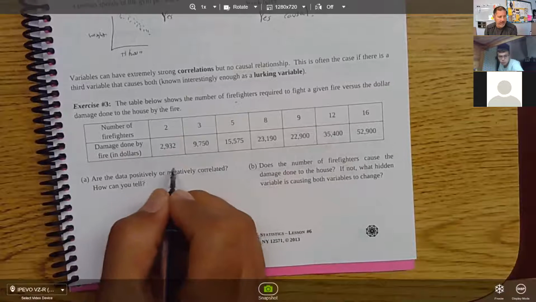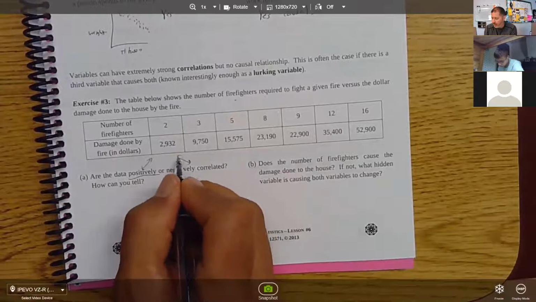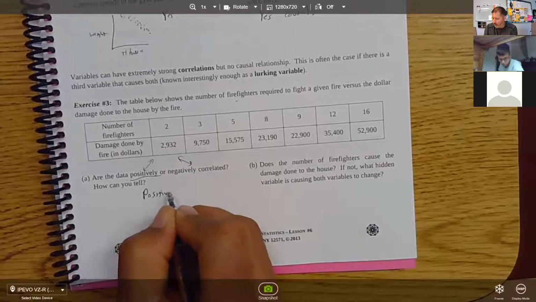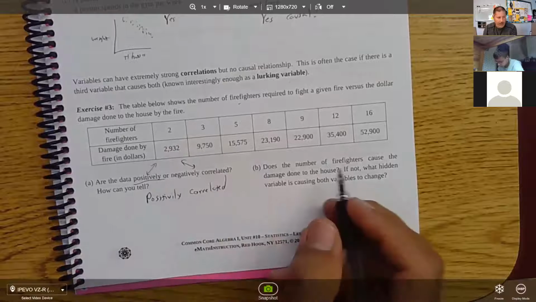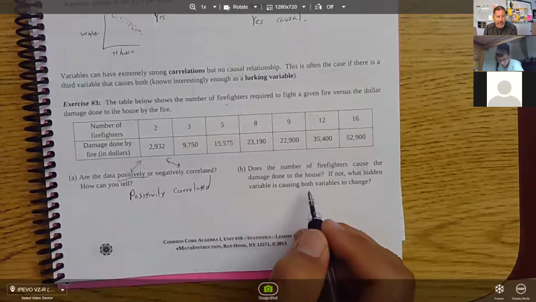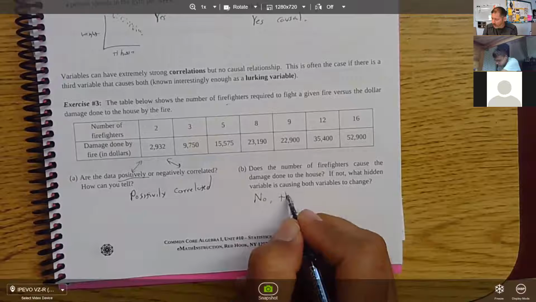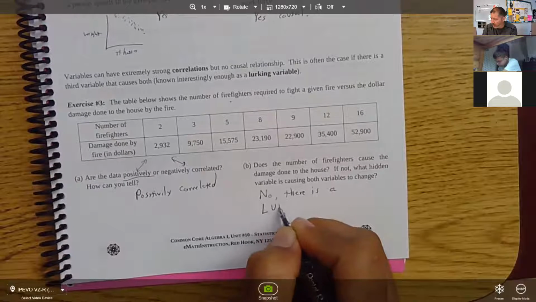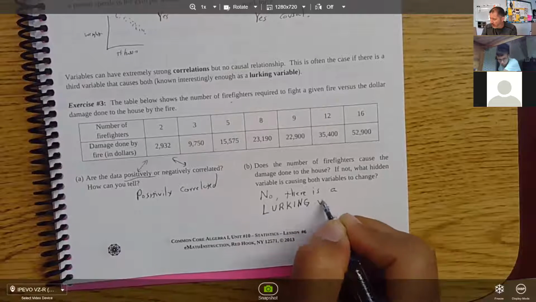Are they positively or negatively correlated? Well, remember, positive things go up together and negative things move in opposite directions. This is definitely positively correlated. Does the number of firefighters cause the damage done to the house, though? Oh my goodness, mostly the answer is no. There is what we call a lurking variable, and it's probably the most important ignored thing I can teach you.